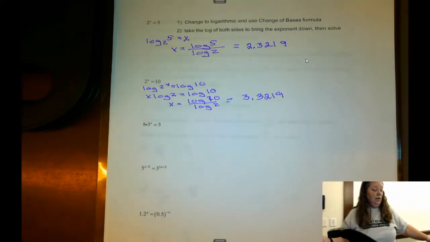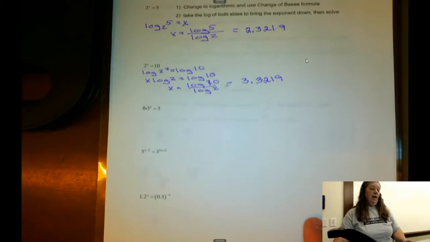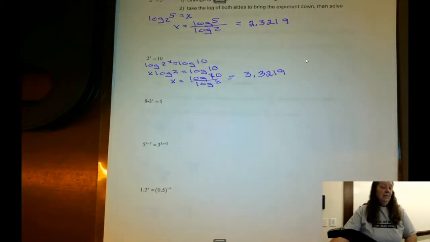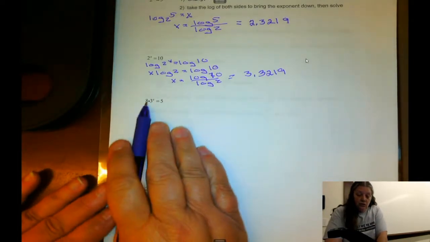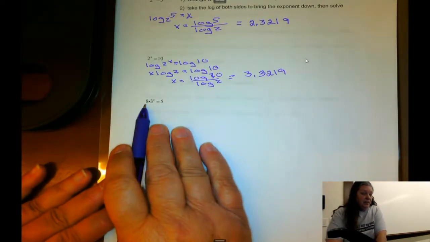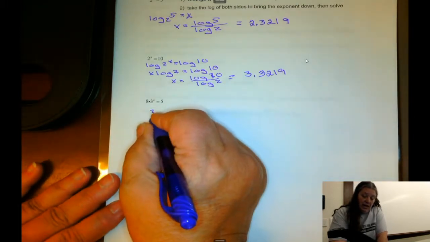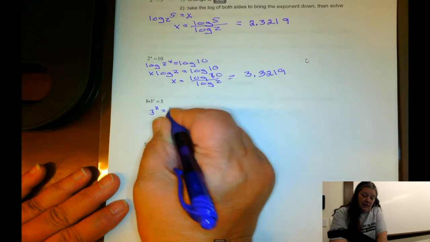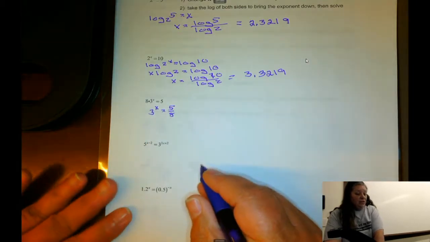Now, before we do any of this, either change it to a logarithm or take the log of both sides, we have to have a single number on one side. Single exponential equal a single number. So we have to get rid of that 8. So we're going to divide by it. So 3 to the x equals 5/8.